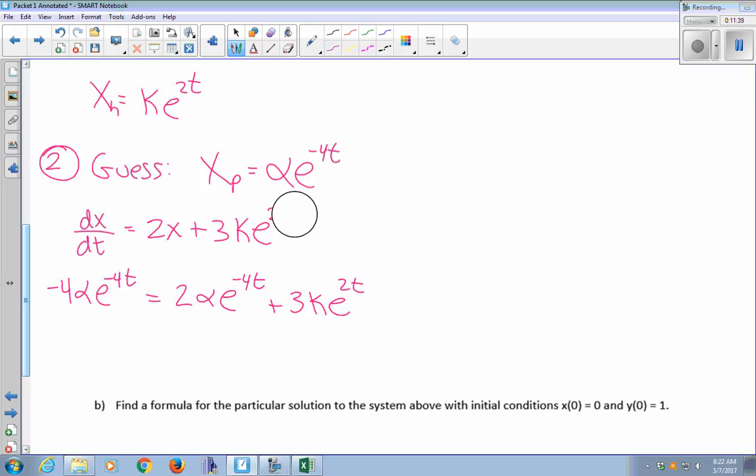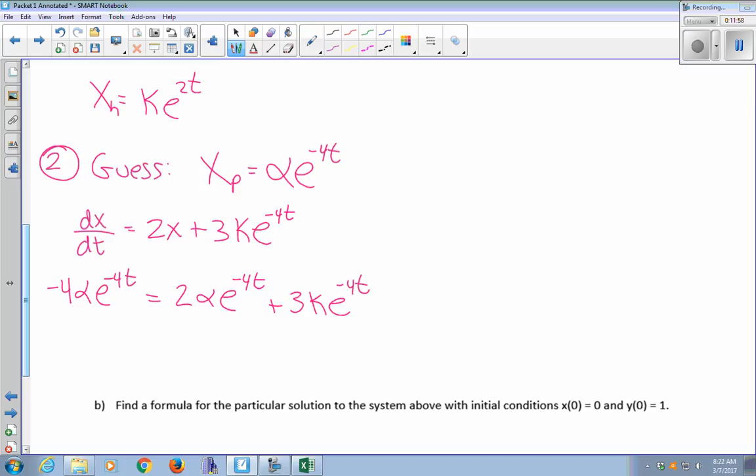Because I messed up. What's it supposed to be? Negative 4t. I was looking at the homogeneous solution when I wrote it. Okay, good. That makes this better.